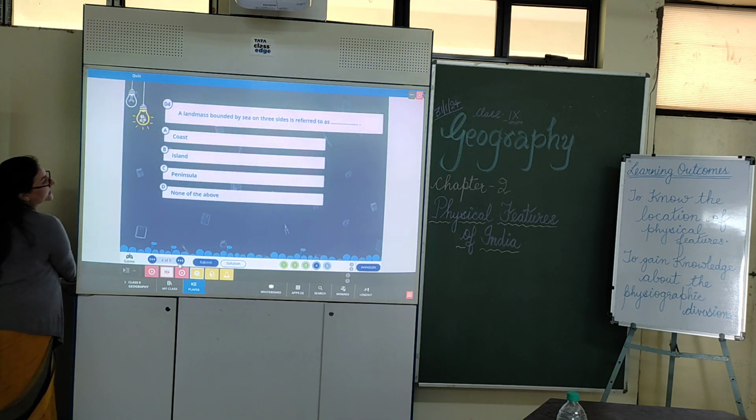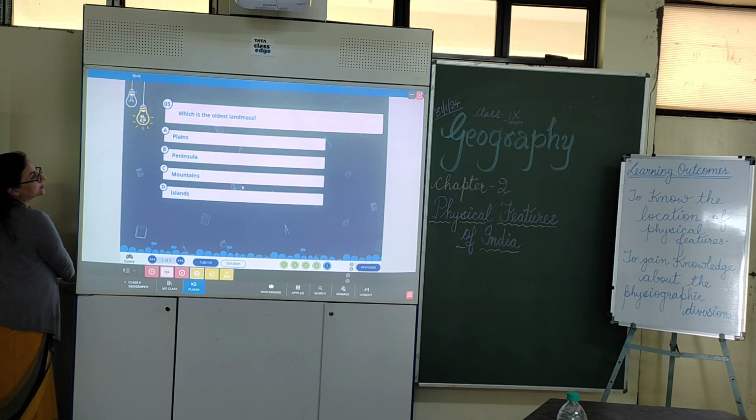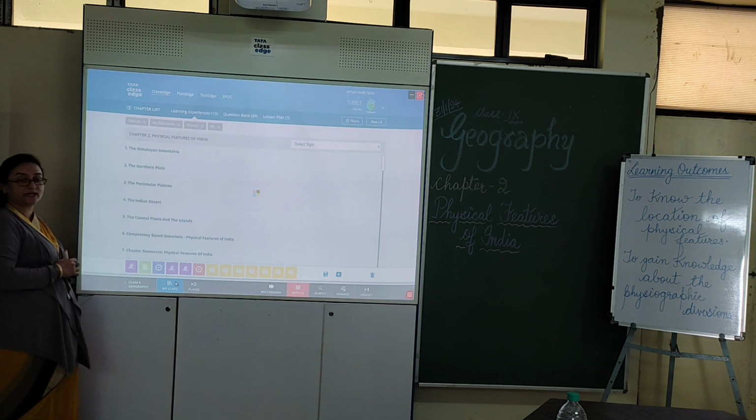Landmass bounded by water on 3 sides is referred to as a peninsula. Absolutely correct. And the last one is the oldest landform. Mountains? No, it's the peninsula, Gondwana land, that is also what it is known as. So I hope the plateau is clear to everyone.